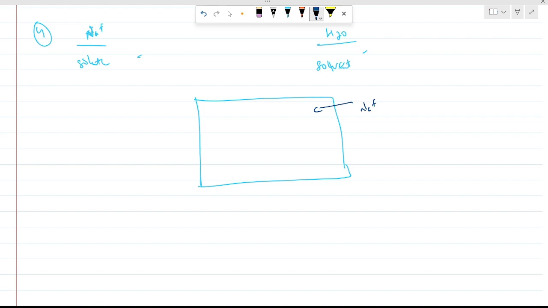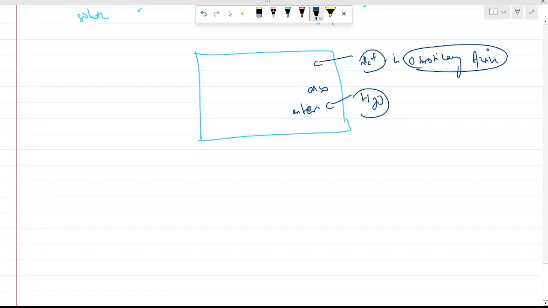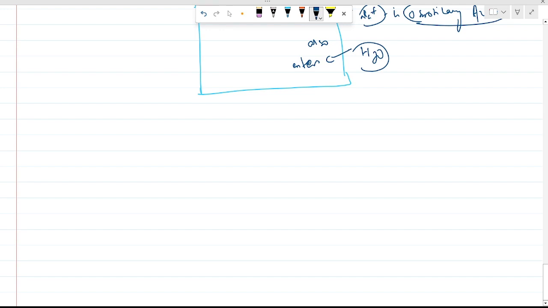sodium ion enters. This sodium ion is osmotically active. To understand this word, osmotically active: why is sodium ion called osmotically active? Because along with this sodium, molecules of water also enter. Whenever sodium enters a cell, water also enters the cell with it. So wherever sodium enters, water follows it.